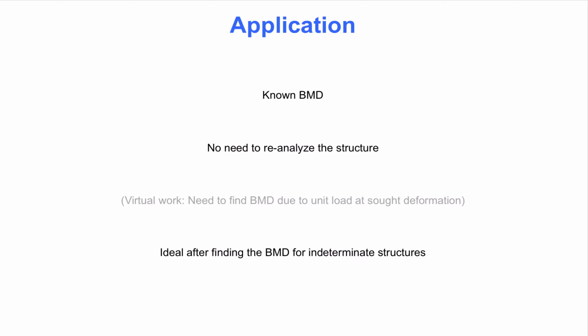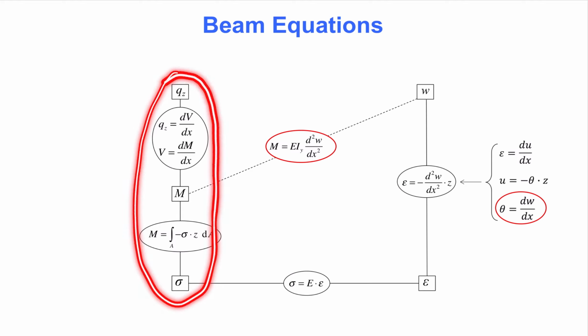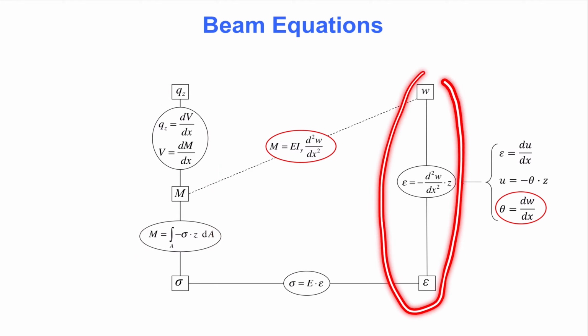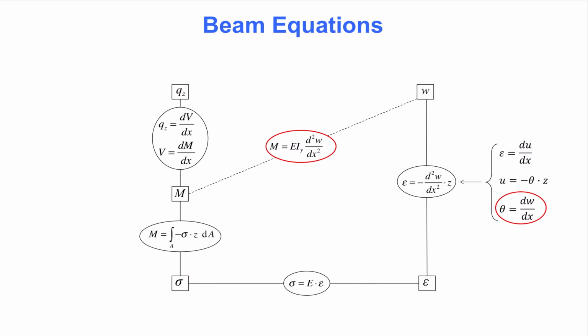In order to get into the details of the moment area method, the next slide gives an overview of the equations that appear in Euler-Bernoulli beam theory. This slide is taken from the video on Euler-Bernoulli beam theory in the short course on structural members. As always in terje's toolbox, we have equilibrium on the left-hand side, kinematic compatibility on the right-hand side, and material law at the bottom.